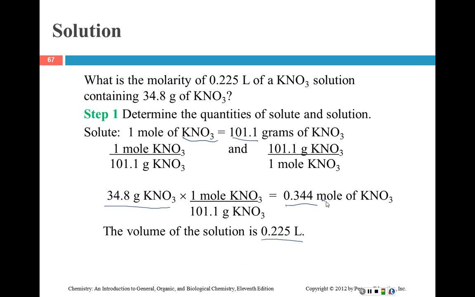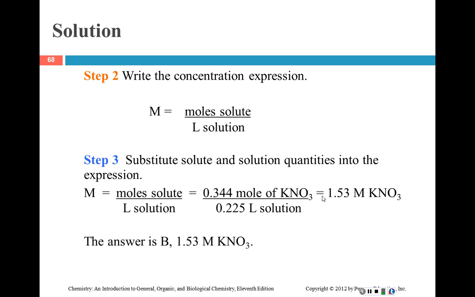We know our answer needs to be in moles over liters. So that tells us what? That we're going to divide 0.344 by 0.225, which we do here, and that gives us 1.53 molar potassium nitrate, or 1.53 moles per liter of potassium nitrate.